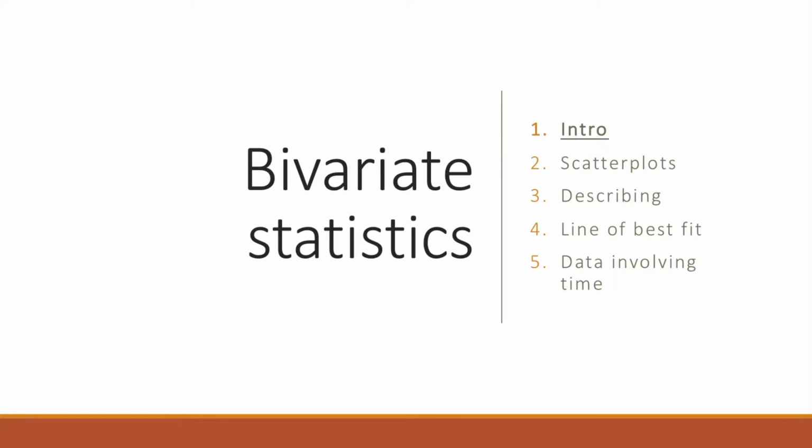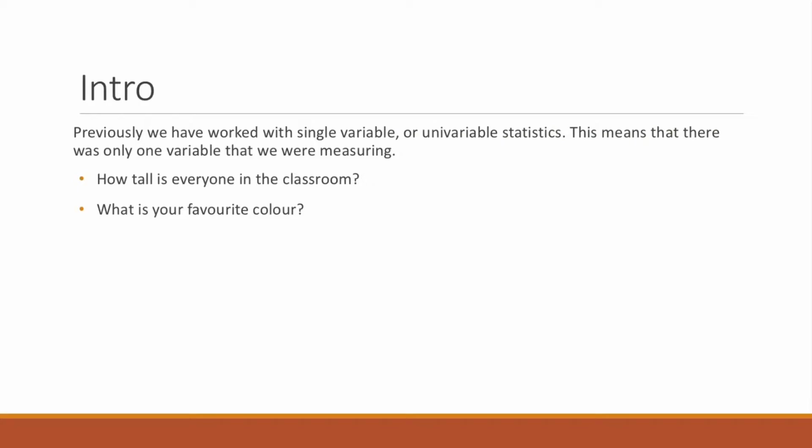Hey guys, this is the second part of data, which is bivariate statistics. Now, previously, we worked with single variable statistics or univariable statistics. So there was only one variable we were measuring. So if we are trying to measure how tall everyone is, we're just measuring the height. If we're trying to find everyone's favorite color, we're just trying to find the color.